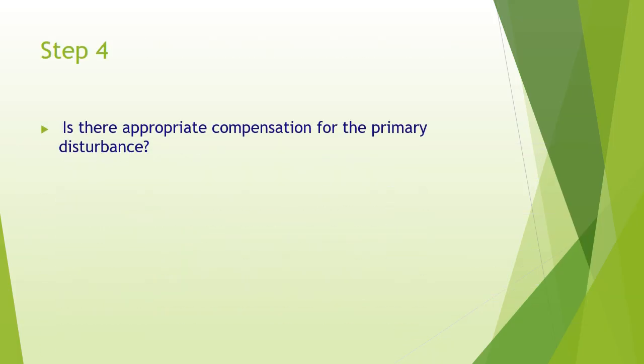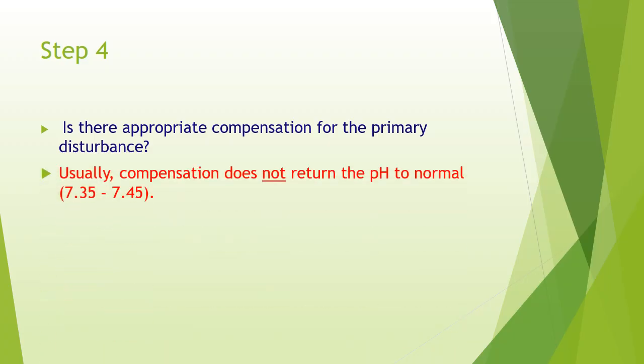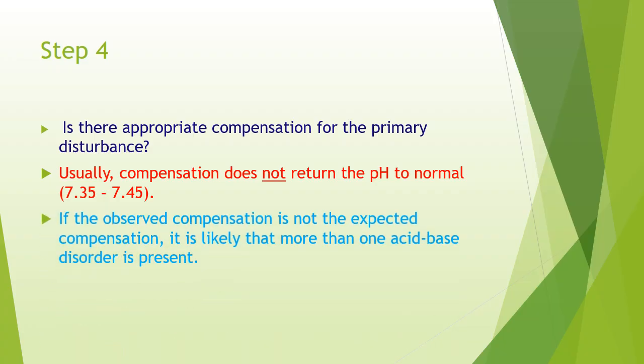In ABG result, we have to look, is there appropriate compensation for the primary disturbance? Usually compensation does not return the pH normal to 7.35 to 7.45. If the observed compensation is not the expected compensation, it is likely that more than one acid-base disorder is present.